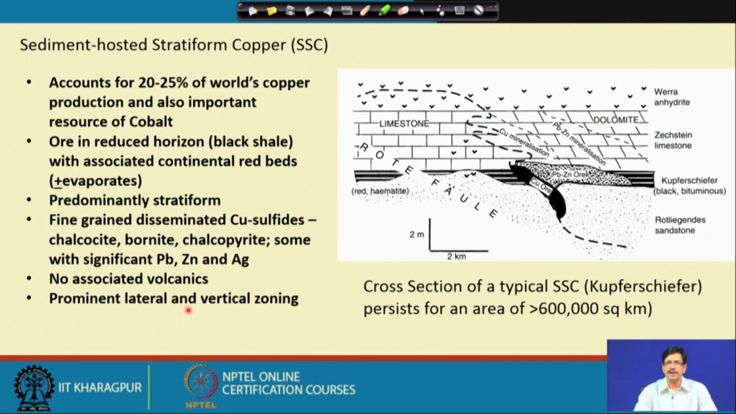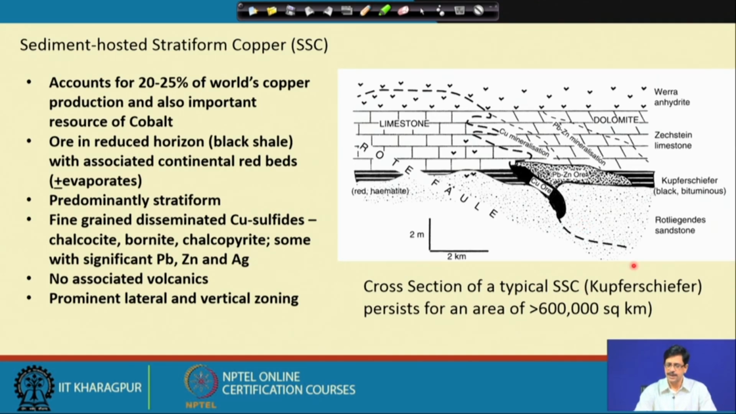Two important occurrences can be quoted as far as this deposit type is concerned. The one is the Zambian copper belt in Africa, which is a huge copper bearing, essentially copper bearing black shales, a reduced horizon, a zone of reduced conditions where metal sulfides have formed or deposited.